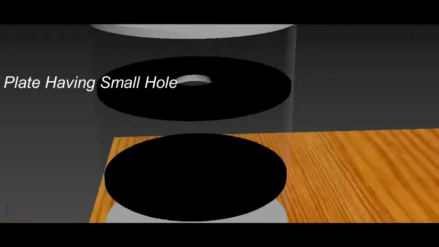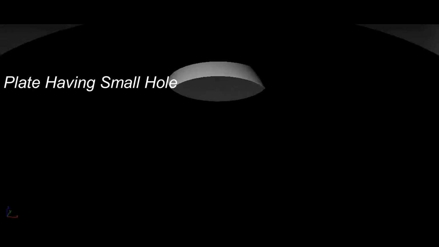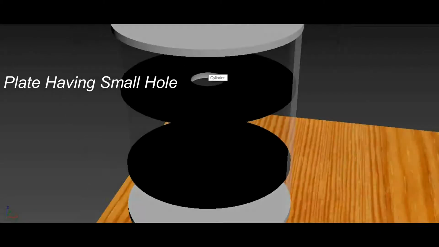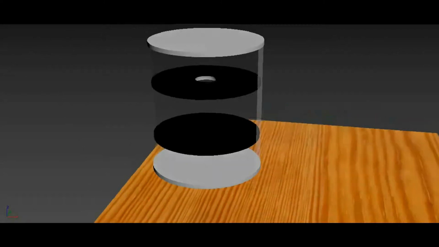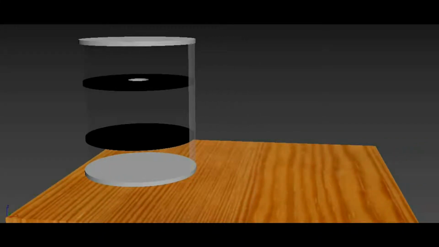Then he took one more plate having a tiny hole at its center. Let's see this plate from the top side, as you can clearly see a hole inside that plate. In order to provide voltage, he connected the lower plate with the negative terminal of the battery, and the upper plate with the positive terminal of the battery.